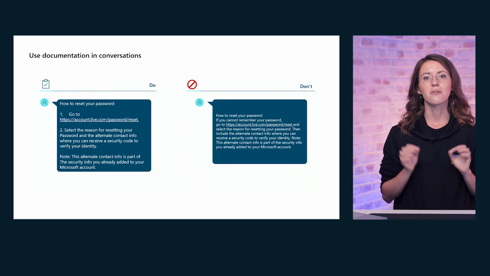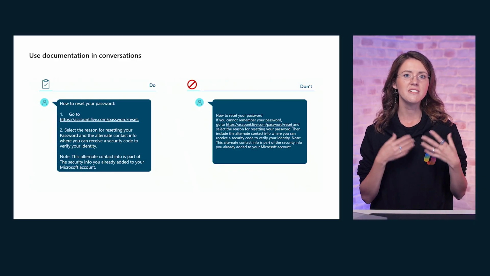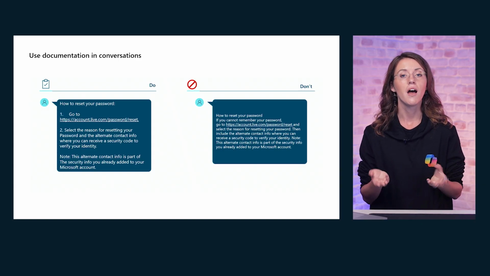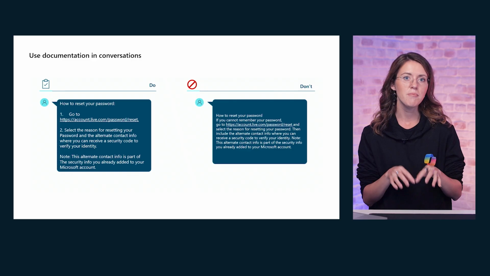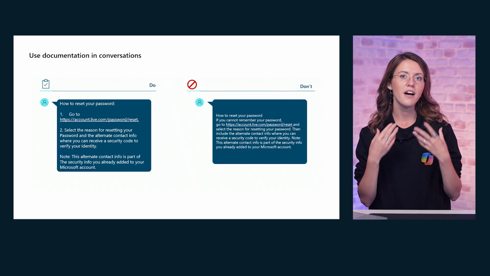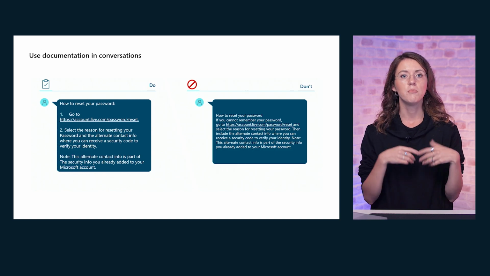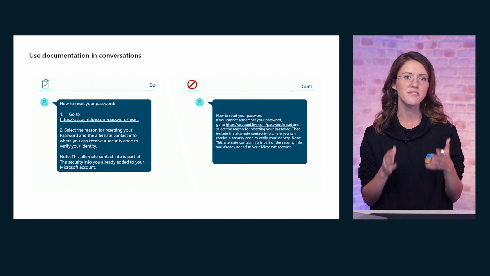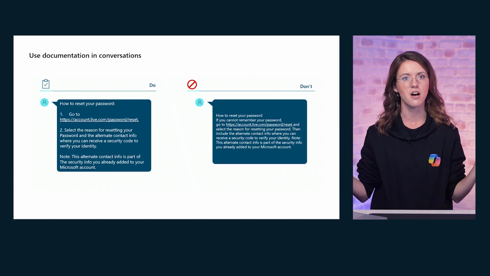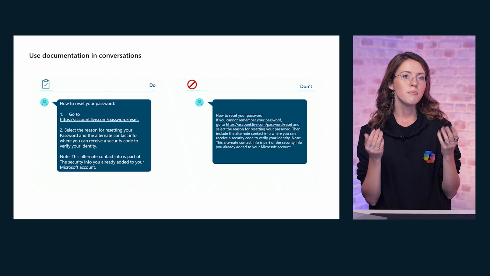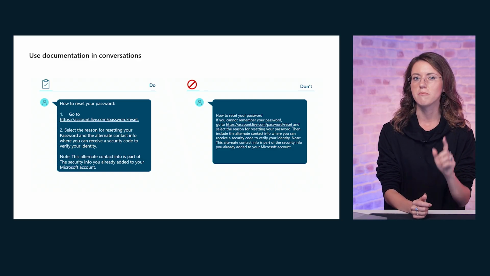Many organizations already have great documentation, frequently asked questions, help articles, and internal wikis. Copilot Studio can tap into that content to help users more efficiently. First, use what you already have. Pulling from existing knowledge bases saves time and expands the range of topics your Copilot can help with. But how you present this information matters.